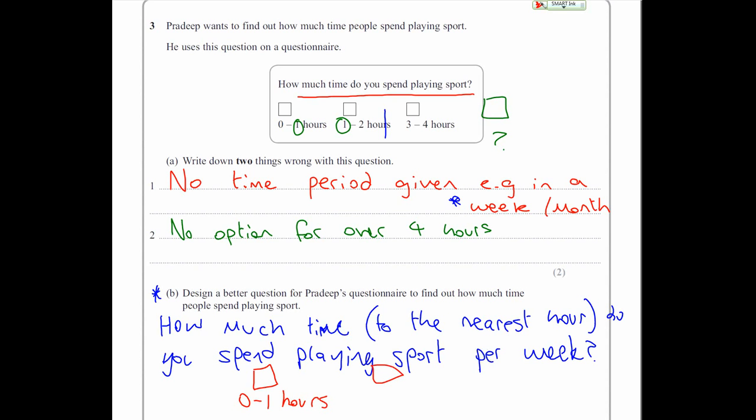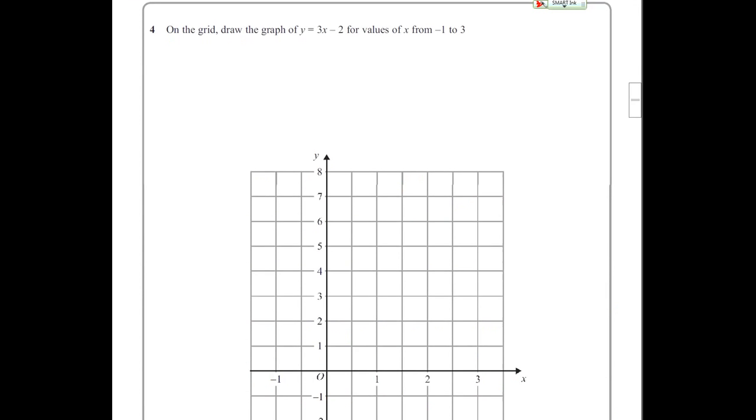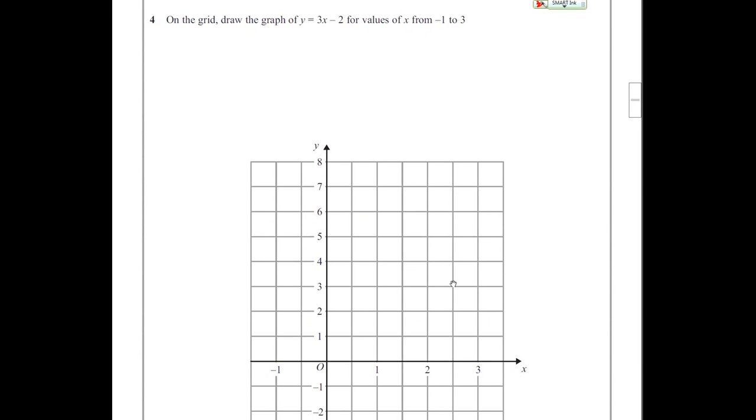Now instead of 1 to 2, 2 to 3 hours, 3 to 4 hours, and then more than 4 hours, just to make sure we cover all the bases. Okay, moving on. On the grid, draw a graph of y equals 3x minus 2 for all values of x from -1 to 3.